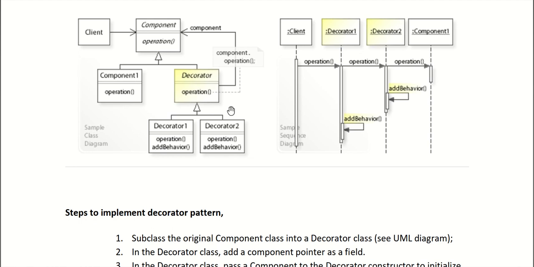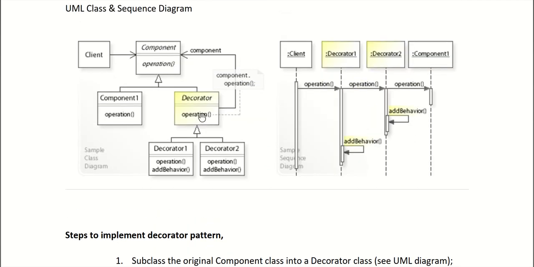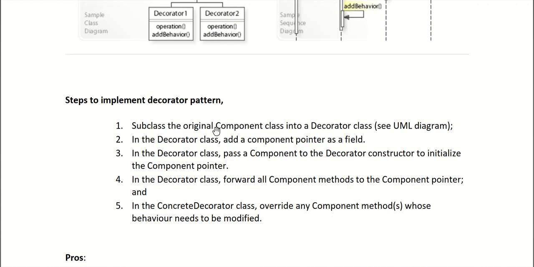And the third step: in the decorator class, pass a component to the decorator constructor to initialize the component pointer. This decorator will receive a reference, a pointer of your component, and when this decorator's constructor is called, we are basically initializing the composition of a component, or the aggregate property inside this decorator, which is basically pointing to the component, and that will be assigned with the component object.